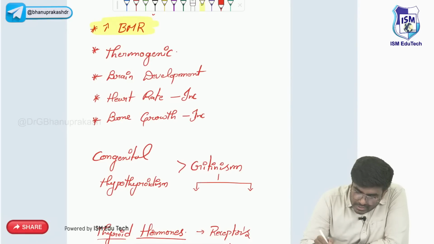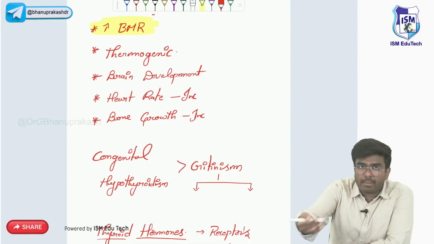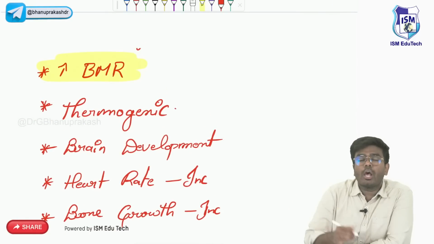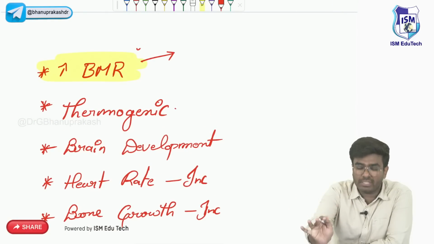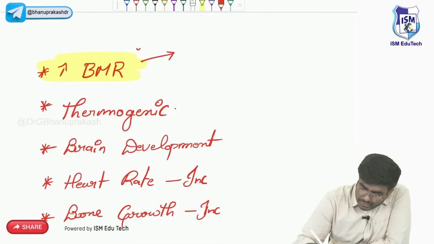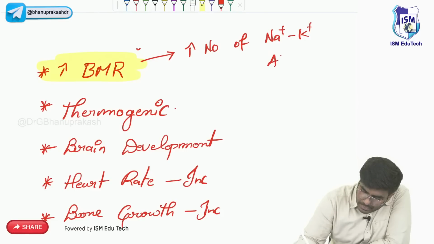Here I am not going into explanation. If someone asks you in the exam how thyroid hormone increases the basal metabolic rate, I'm just giving you a single-line answer. Just go with it. Thyroid hormone increases the basal metabolic rate by increasing the number of sodium potassium ATPases on the cell membrane.